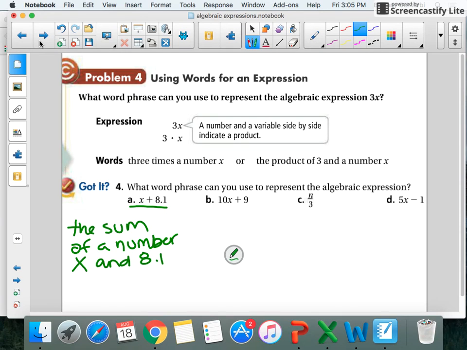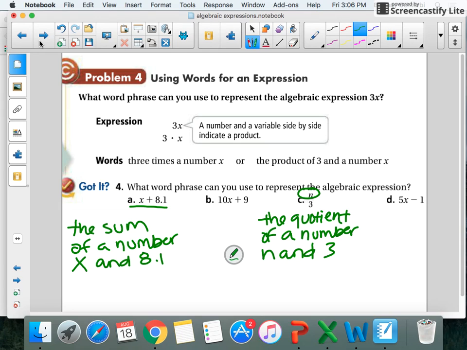Here we're going to skip over to C. So obviously it's division, so we're going to start with the quotient of a number. So remember, of, and then whatever is on top goes first. So of a number. When you're saying of a number, you got to give it a letter, and it's the letter N. And then and 3.